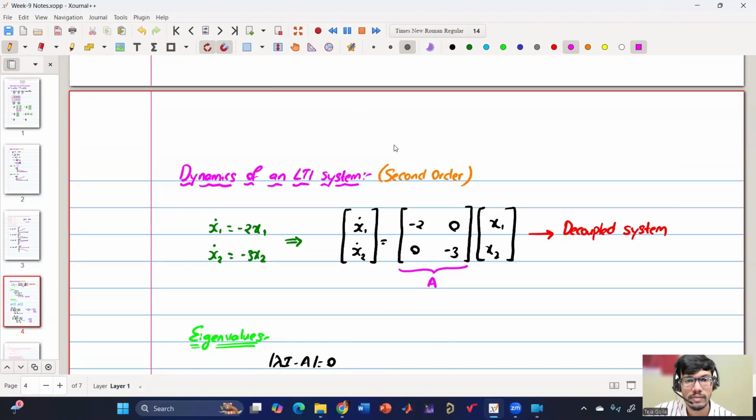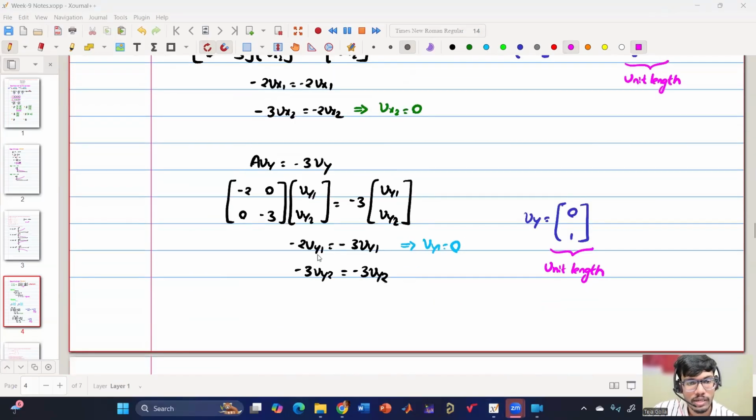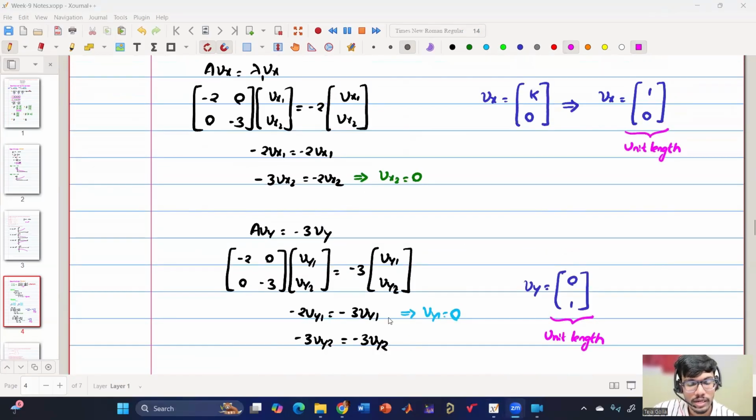Naveen, is this clear? Vx equals 0. So if you see my first equation, it is minus 2Vy1 equal to minus 3Vy1. So if you bring 3Vy1 this side, you will get Vy1 equals 0. And then the second equation is always correct: minus 3Vy2 equal to minus 3Vy2. So I can take Vy2 of any length, right? So my Vy1 is 0. I can take Vy2, say some constant k.